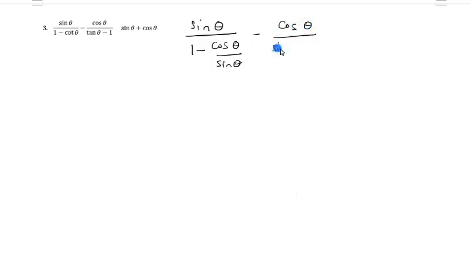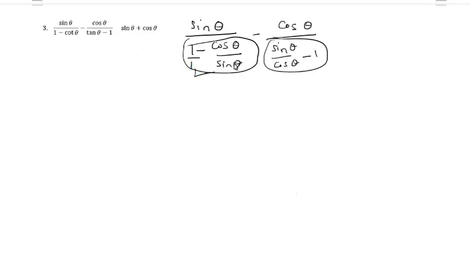And tangent is sine over cosine. Now what I want to do is simplify the denominators here, right? So I want to combine, I want to get that to be one fraction and that to be one fraction. So notice that this is a 1 over 1. The least common denominator is sine. So I'm going to multiply this by sine, top and bottom. For this one, I need a cosine, so I'm going to multiply by cosine on top and bottom. Okay?